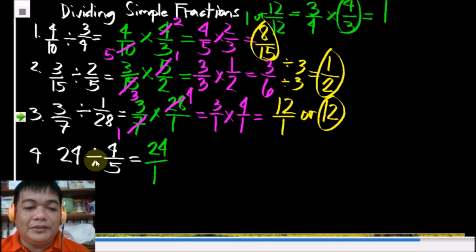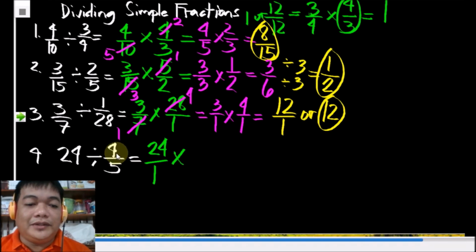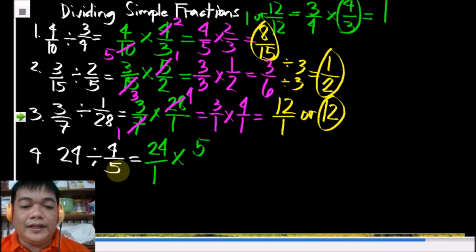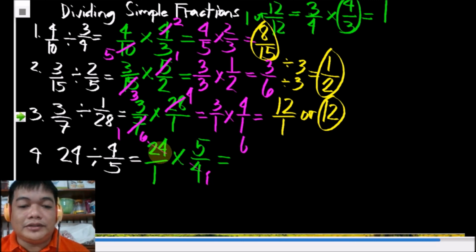Then change the division operation into a related multiplication. Then find the reciprocal of the divisor, 4/5. The reciprocal of 4/5 is 5/4. Before you multiply, you must undergo cancellation. 24 and 4 have a common factor, which is 4. You divide both of them by 4: 4 divided by 4 is equal to 1, then 24 divided by 4 is equal to 6.